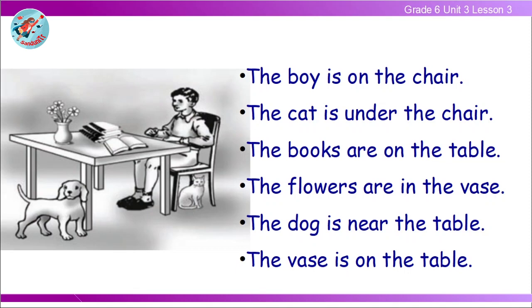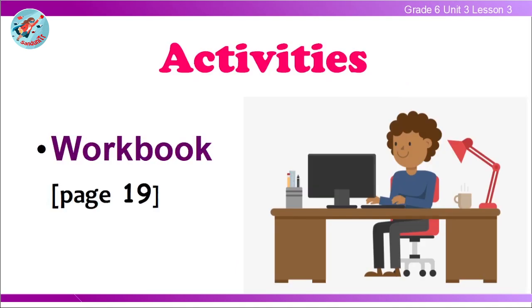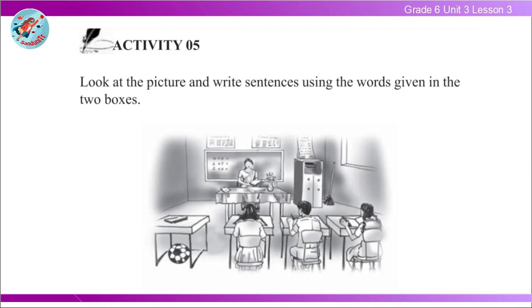Children, let's do another workbook activity. So, turn to page number 19. We are going to do activity 5 now. Here it is. Activity 5. Look at the picture and write sentences using the words given in the 2 boxes.